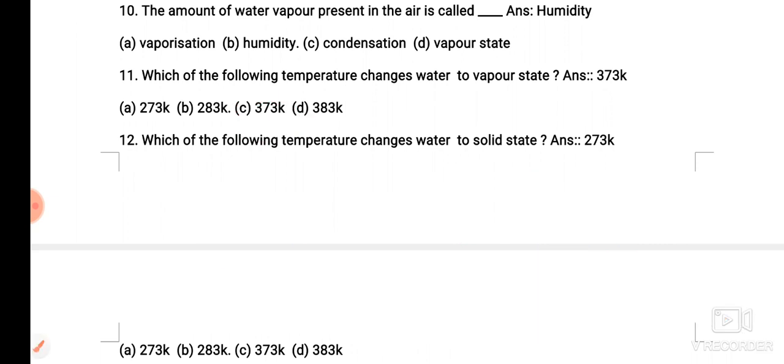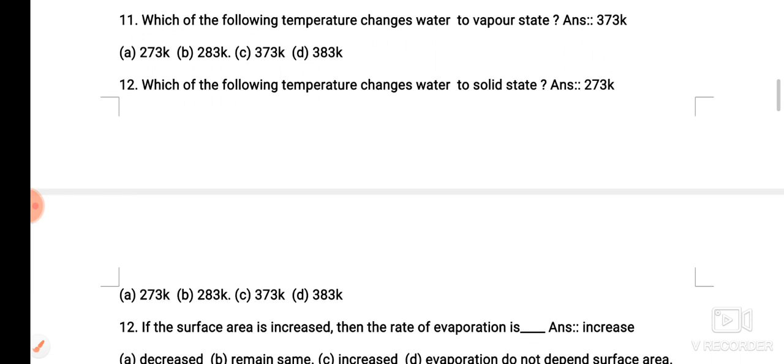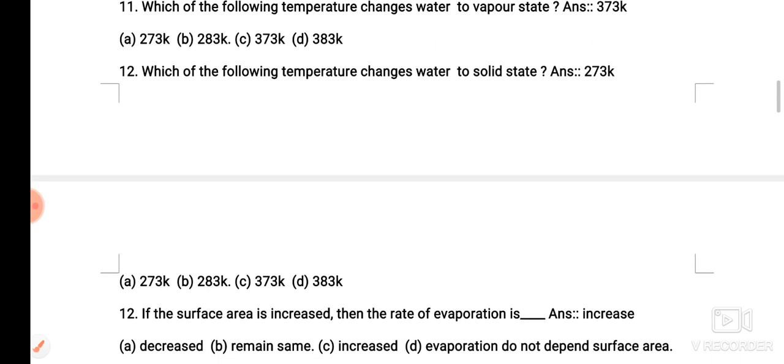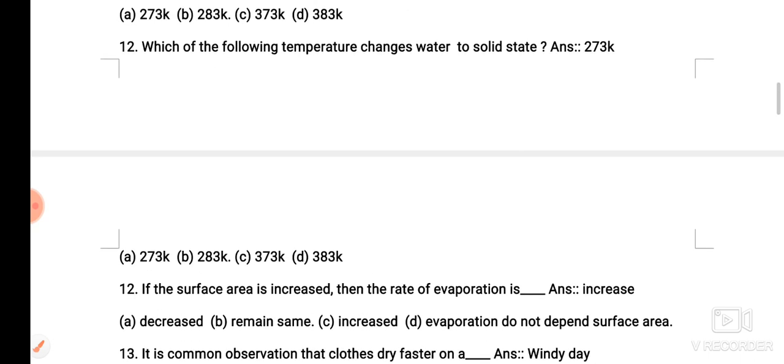Then next, question number 12. Which of the following temperatures changes water to solid state? So water to solid state means freezing point. The freezing point of water is 0 degrees Celsius, that is equal to 273 K.